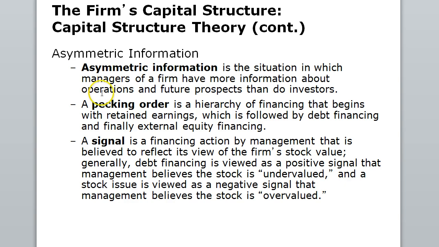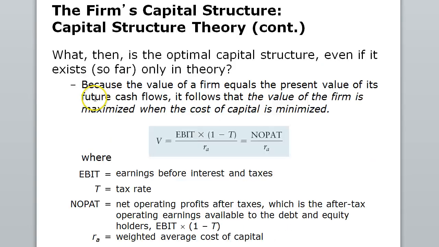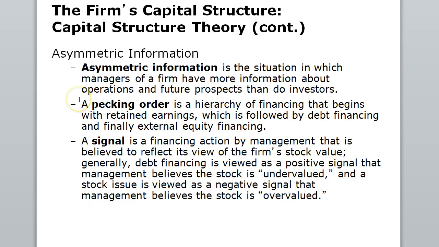Asymmetric information is a situation where managers have more information about the operations and future prospects of the firm than investors do. So this could be a problem in the capital structure. Now, pecking order theory is sort of putting borrowing on a hierarchy. It begins with retained earnings, followed by debt financing, followed by issuing new equity.